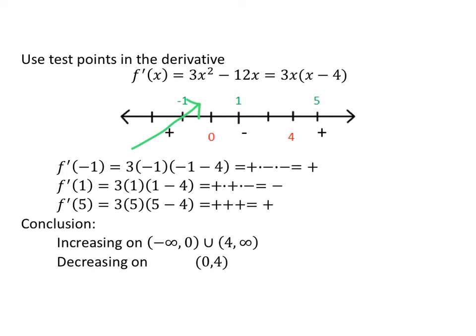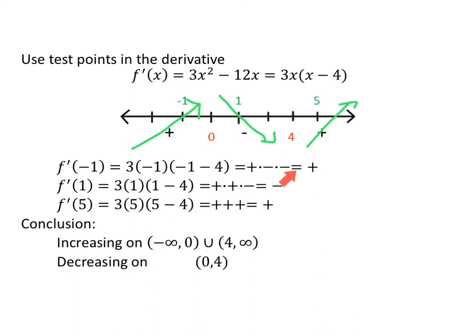Again, when f prime is evaluated at x equals 1, I'll have 3 times 1 times 1 minus 4, and I don't care about the numbers. 1 is positive, 1 minus 4 is negative. Positive multiplied by a positive multiplied by a negative will give me a negative. And finally, when I evaluate the derivative at 5, I'll have a positive times a positive times a positive, and 3 positives make a positive. So I will have increasing.